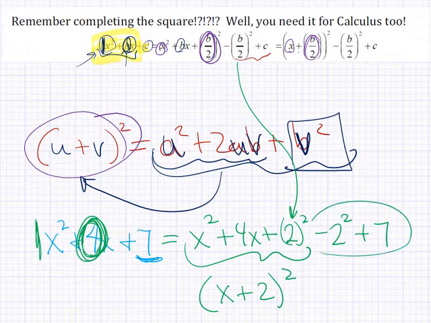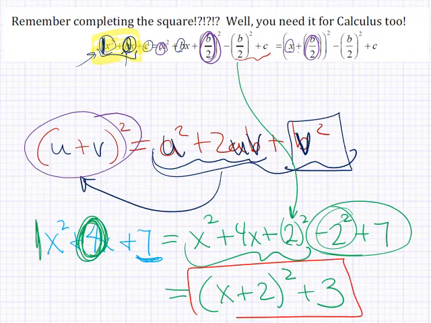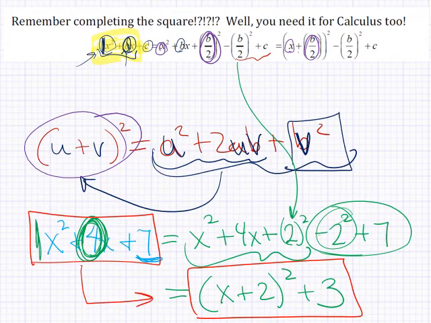Now this is what's left over, which in this case is negative 4 plus 7, so what's that going to give me? 3. But this here is the same as this here. It's another way of rewriting that polynomial using a square component, and it combines the two x pieces into one square.